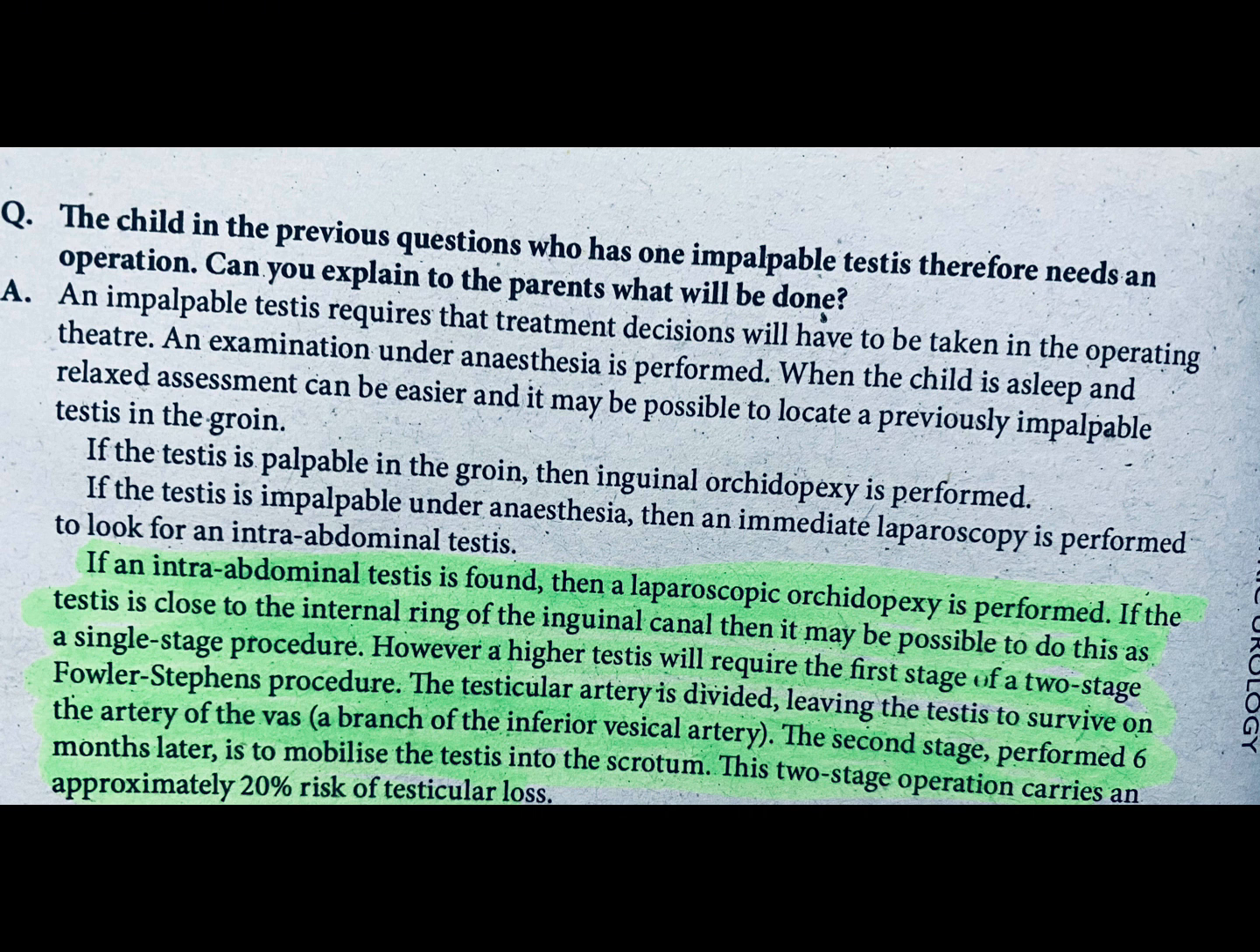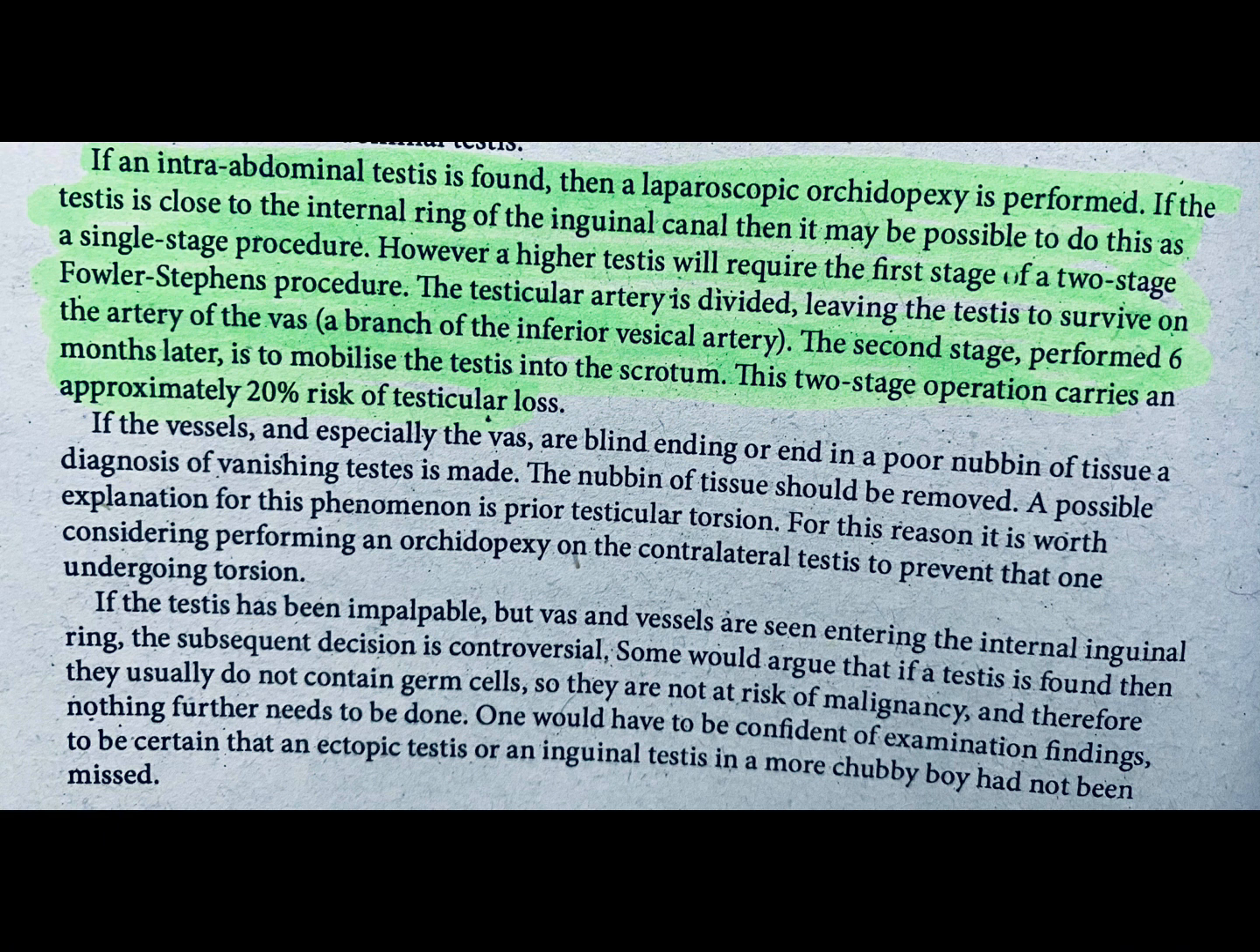So it is very important when you are planning for the surgery that your first step is the examination under anesthesia. When the patient is not relaxed, you may be unable to identify the testis in the inguinal region. But if the patient is relaxed under anesthesia, it is possible that the testis may be palpable in the inguinal region. So you will explain this scenario to the parent. Now, if the testis is palpable in the groin region, then simply go straight forward for inguinal orchidopexy. If the testis is impalpable under anesthesia, then immediate laparoscopy is performed to look for an intra-abdominal testis.